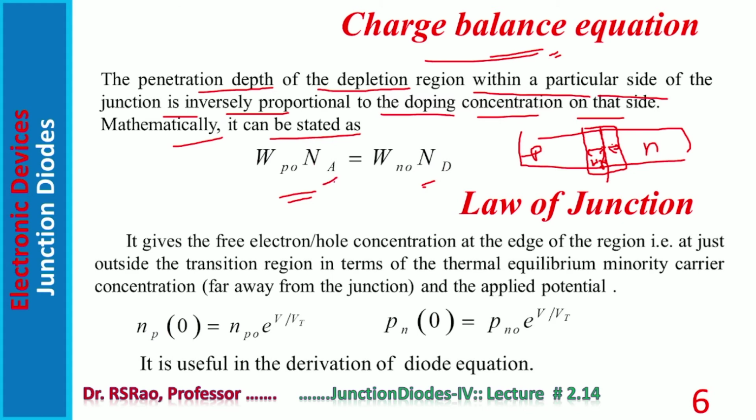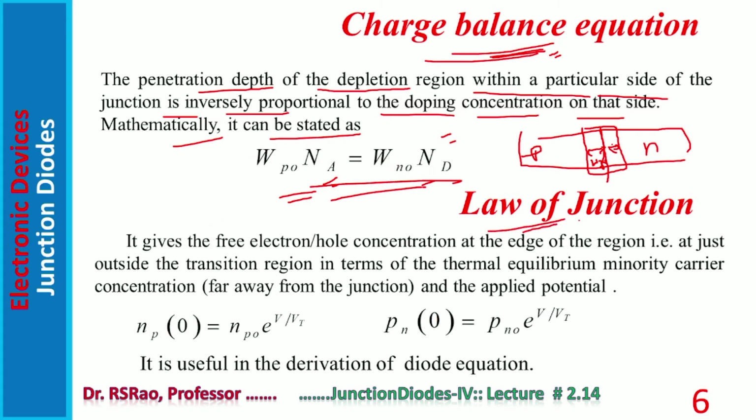NA is, of course, the impurity concentration on the P side, ND is the impurity concentration on the N side. These widths of the junction region on the P region side and N region side are dependent upon the impurity concentration. They can be related. That relation is the charge balance equation: Wp naught NA is equal to Wn naught ND.